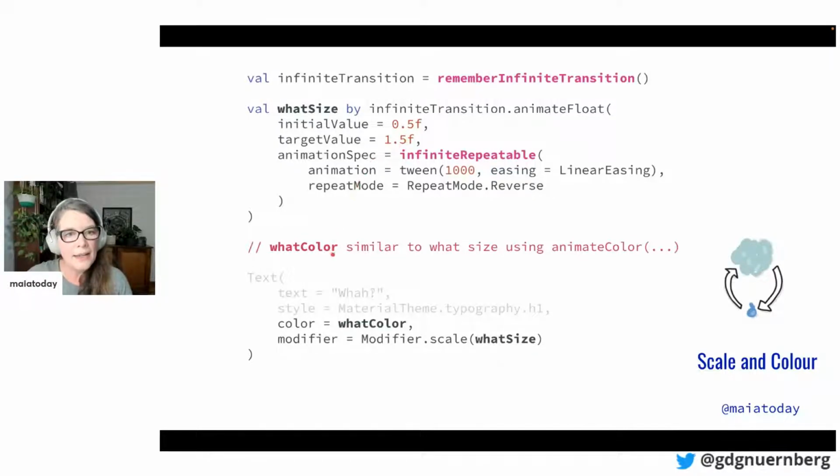And the color is exactly a similar description. I haven't got the code here. It's just using animate color instead of animate float and the different values over there. And then it's as simple as our text. We just say what the color is and we scale it to what the size is from this float value.